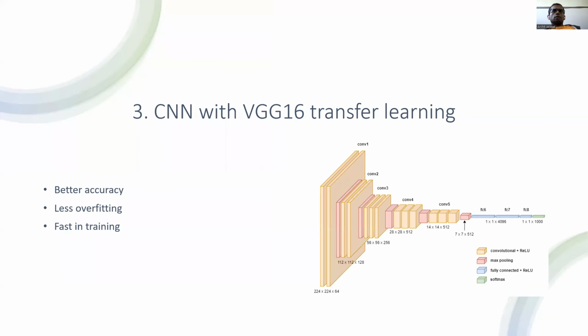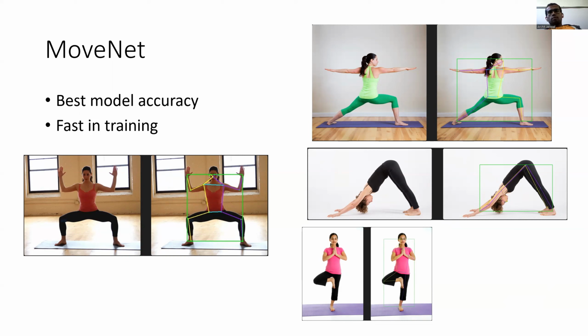The thing about this was that it gave me significantly higher accuracy. It was less overfitting and it was fast in training. I'll show you all the plots in my code walkthrough, and the plots and the working mechanism are also discussed in detail in my report. The last one was the MoveNet model, which gave me the best model accuracy, and it was pretty fast in training. I had to download the pre-trained weights from TensorFlow's official website, which I have also discussed in my report.